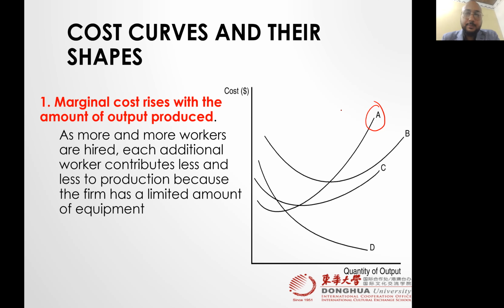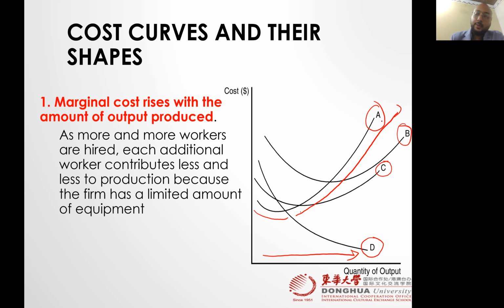What is average variable cost? Average variable cost is C. Average fixed cost, D. And average total cost is B. Okay, let's just talk about the important points. That is, marginal cost rises with the amount of output produced. So you see that with the amount of output produced, marginal cost rises.